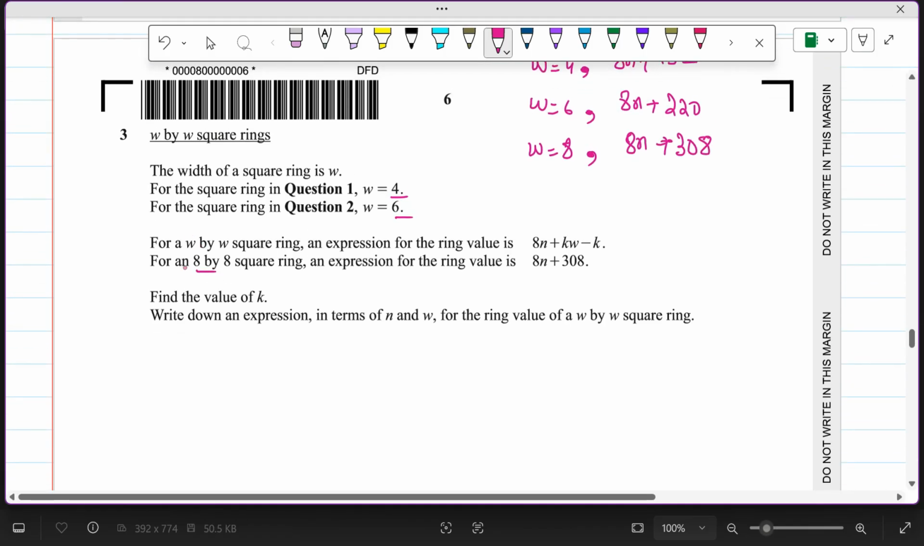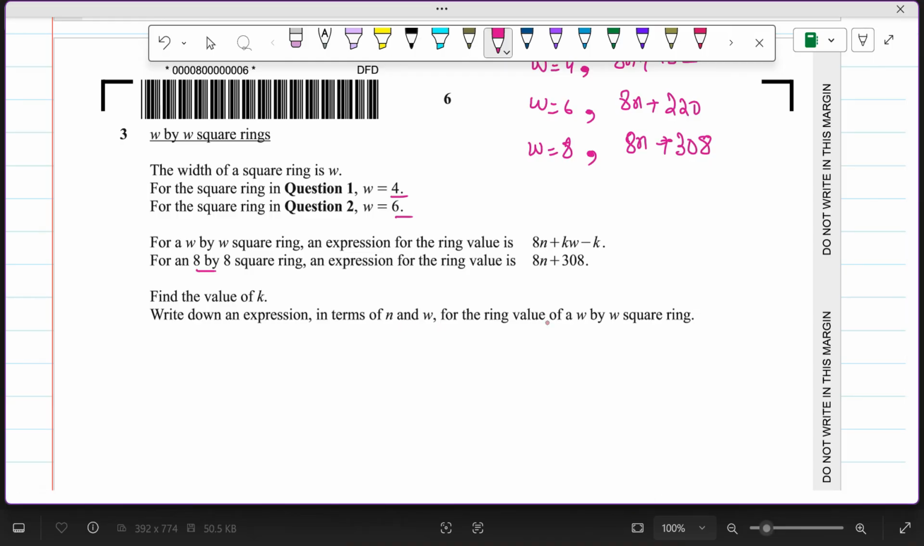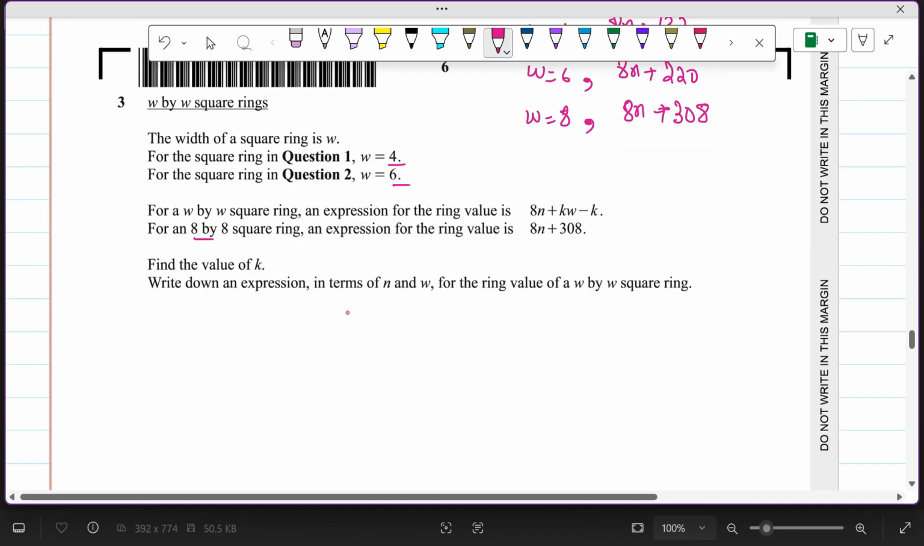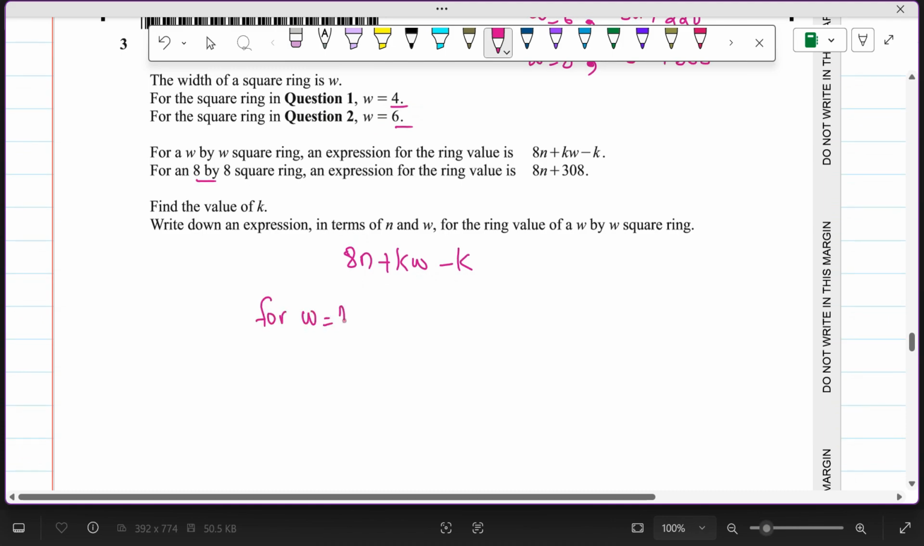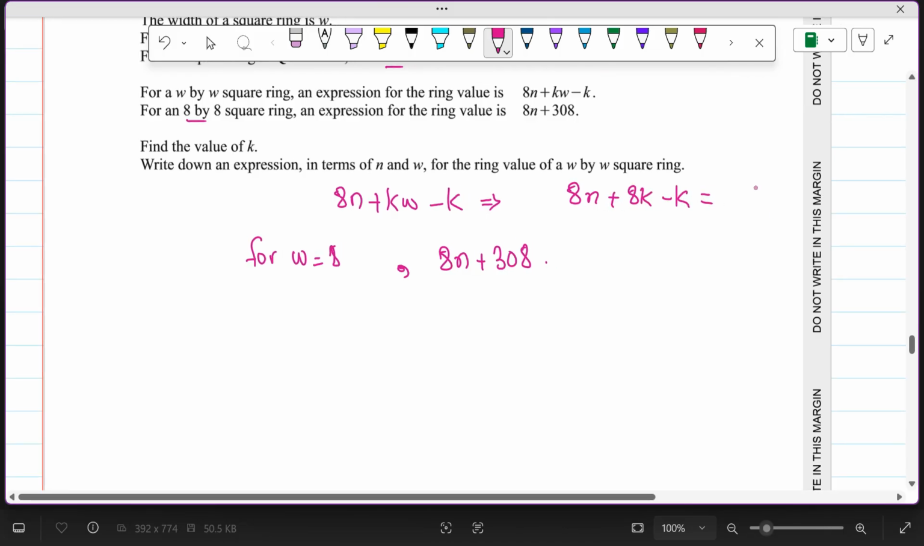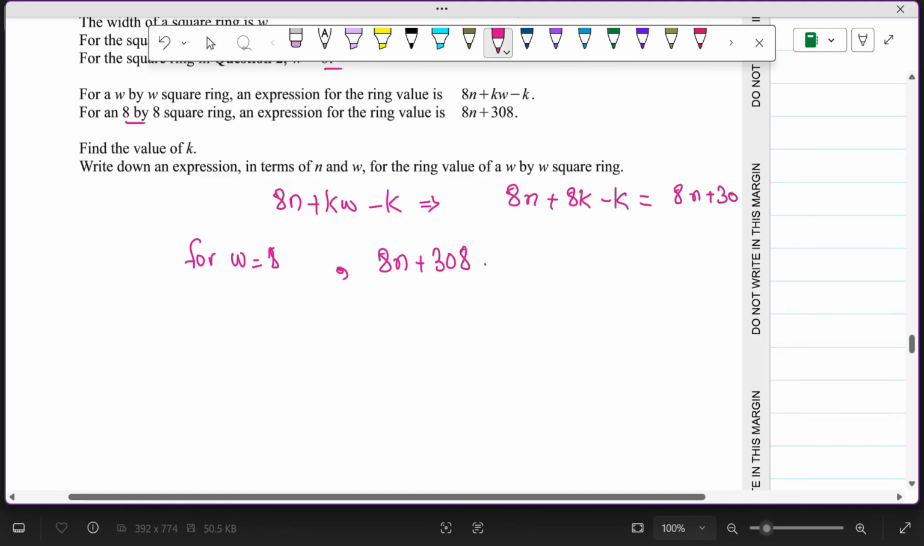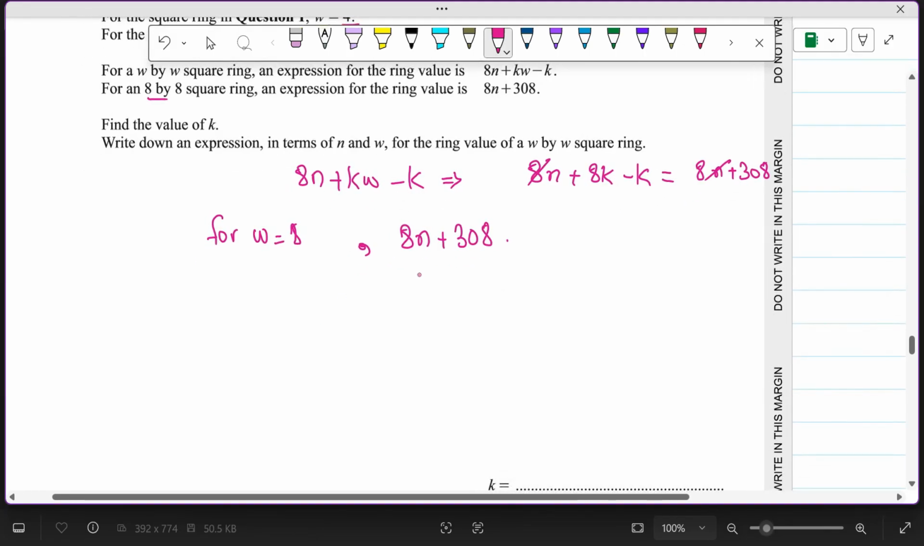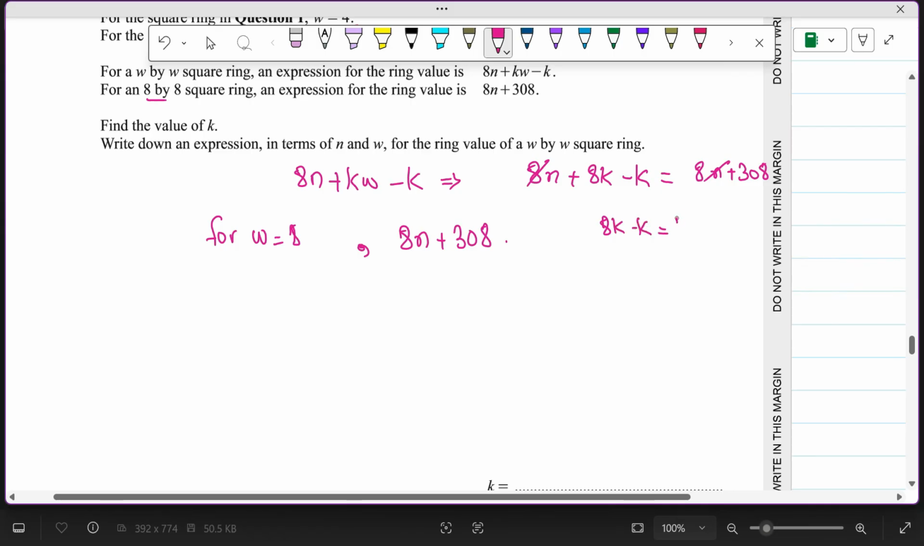Okay. Find the value of k. Write down the expression in terms of n and W for the ring value of a W by W square ring. Okay, it is given that 8n plus kW minus k is the expression for the W width. For W equal to 8, we have the expression 8n plus 308. So when we plug in W equal to 8, we get 8n plus 8k minus k is equal to 8n plus 308. So 8n will cancel out, and we will have 8k minus k is equal to 308.